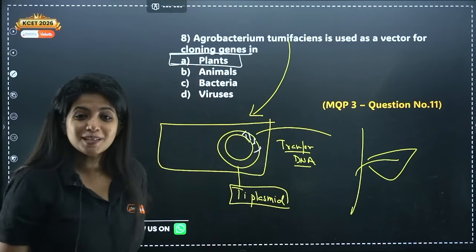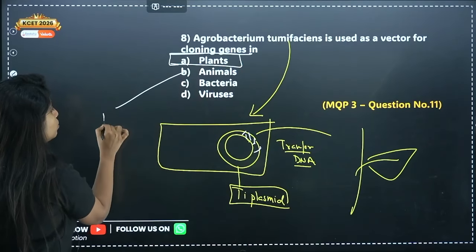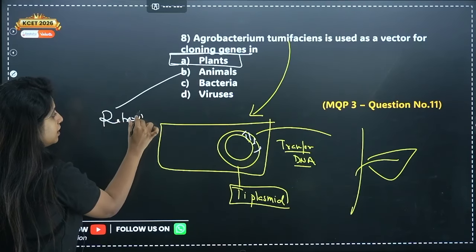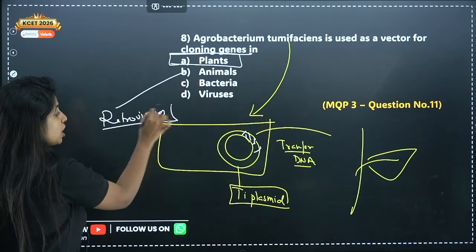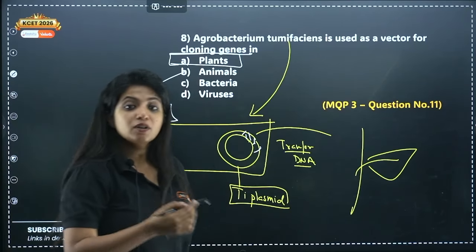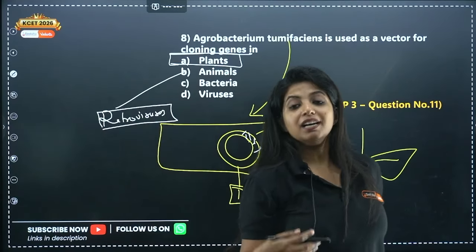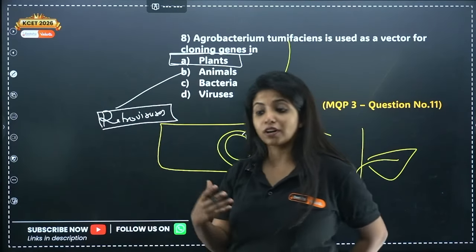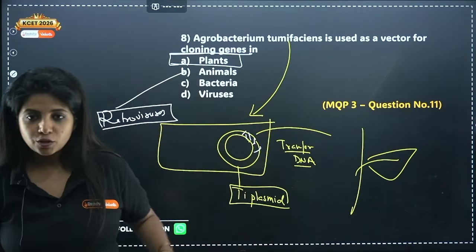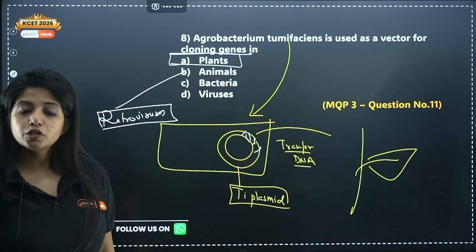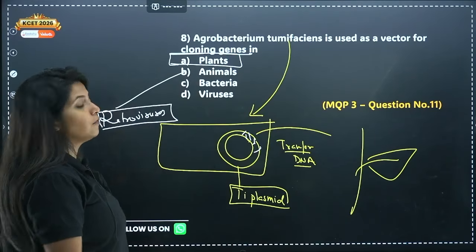In the case of animals, what do we use? In the case of animals, we use retroviruses. You know, HIV affects human beings because it knows how to infect us, right? Similarly, if we use the same machinery for transferring something important, we can. So retroviruses are used as vectors in the case of animals.